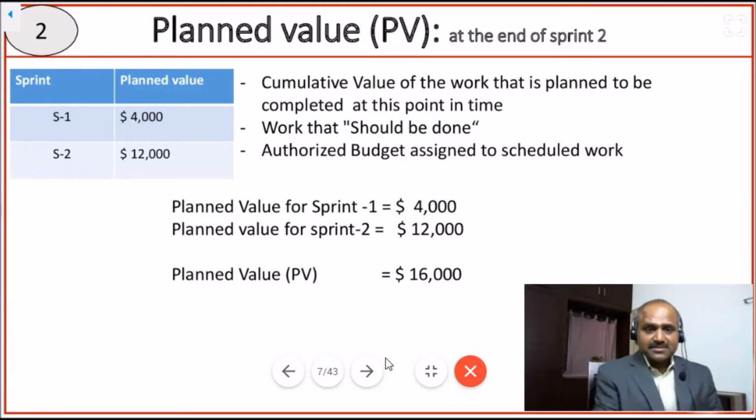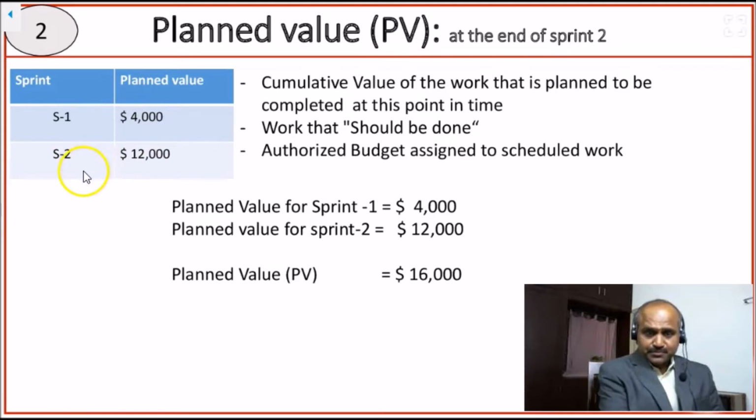In simple terms, at the end of sprint 1, we planned for $4,000. At the end of sprint 2, we planned for $12,000. Because we are talking about planned value at the end of sprint 2, we have to sum both, so it comes to $16,000, 4,000 plus 12,000. So the planned value at the end of sprint 2 is $16,000.